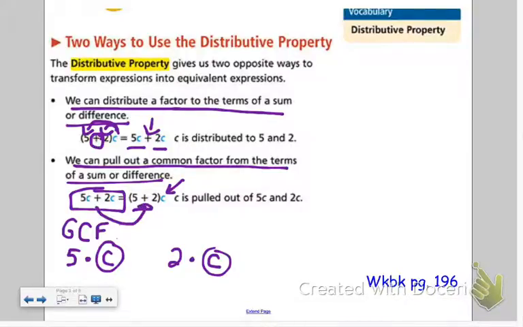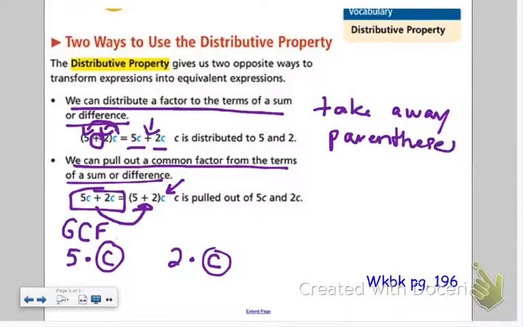So either distributing a factor or pulling out a common factor. To distribute a factor means to take away the parentheses, and to pull out a common factor means to put in parentheses.